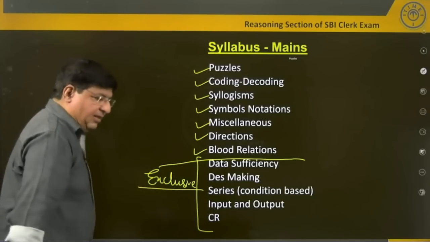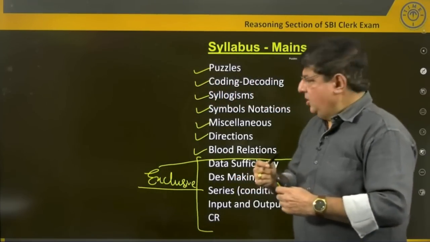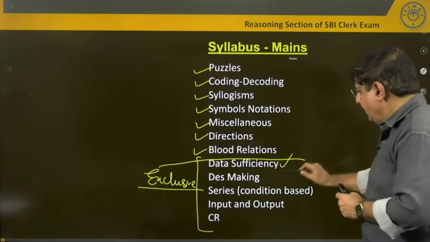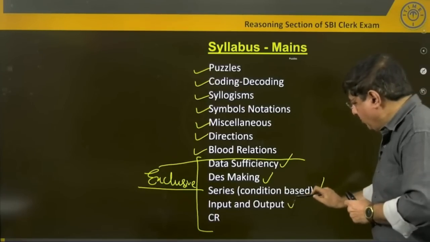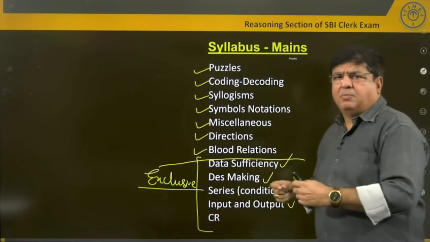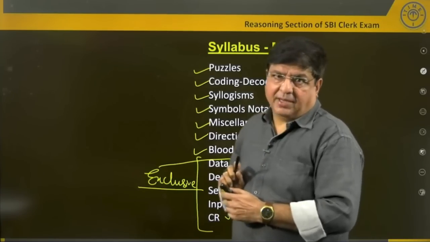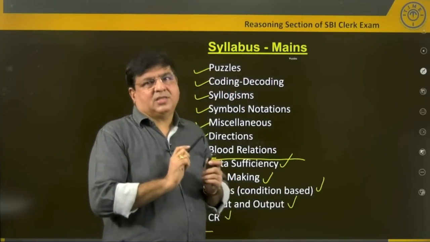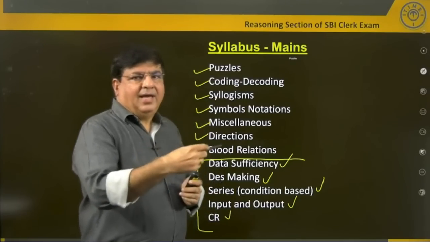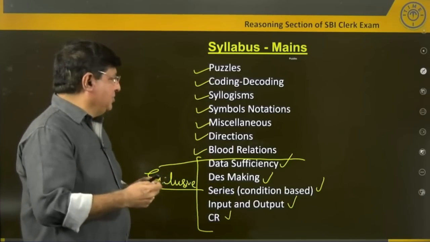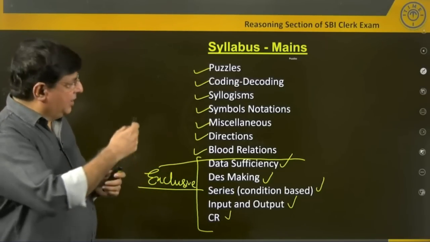Generally not asked in the prelim section. So what are those topics? Data sufficiency, decision making, condition based series, input output, you can call it machine input output, and CR stands for critical reasoning. So if we are clear about the broad syllabus, then we can go to the analysis of the previous exams.